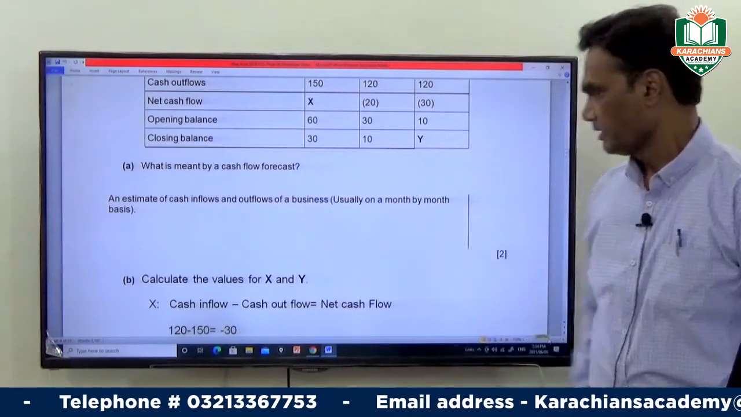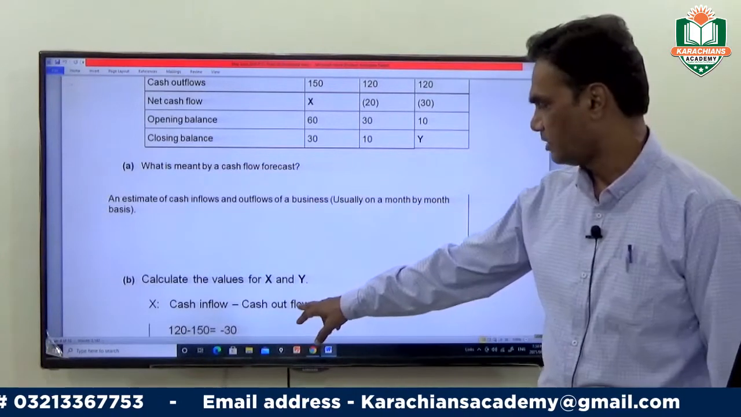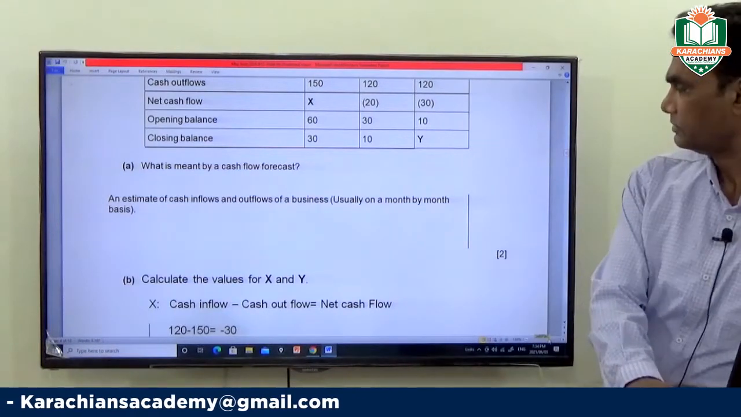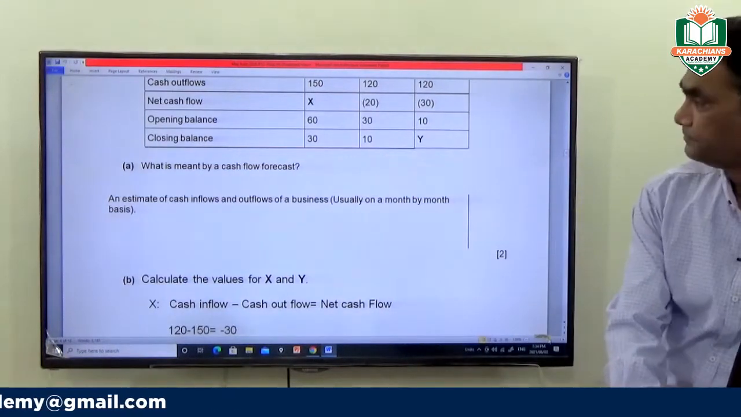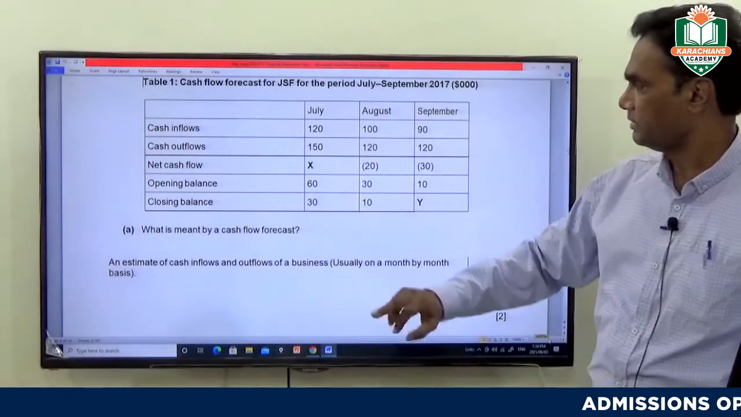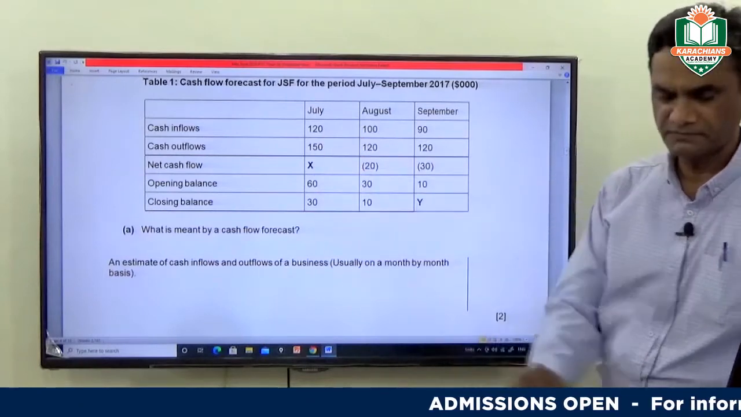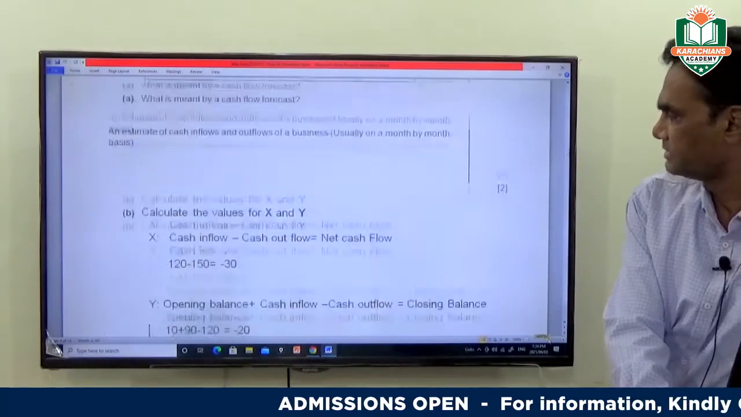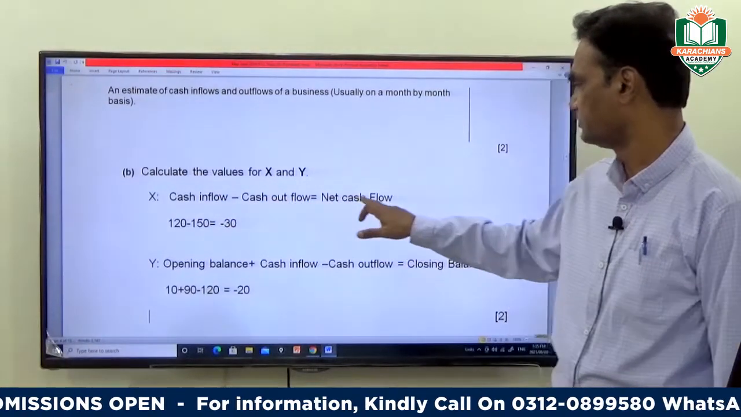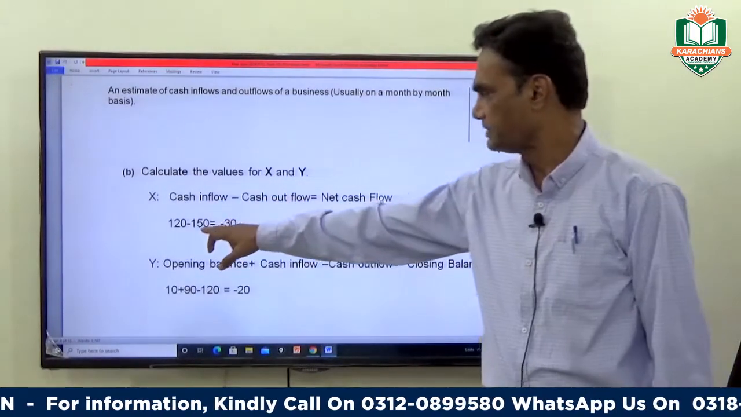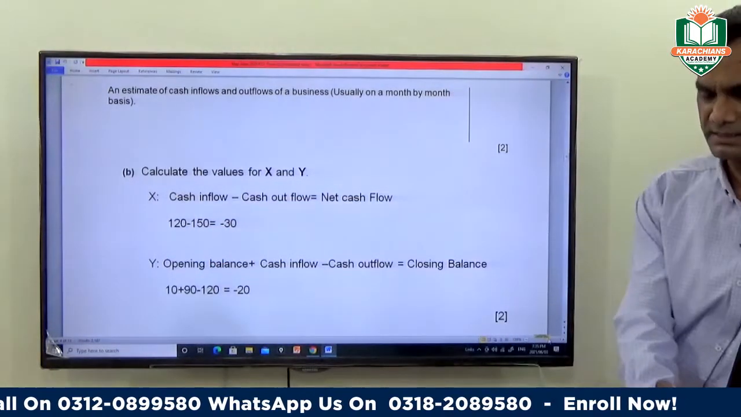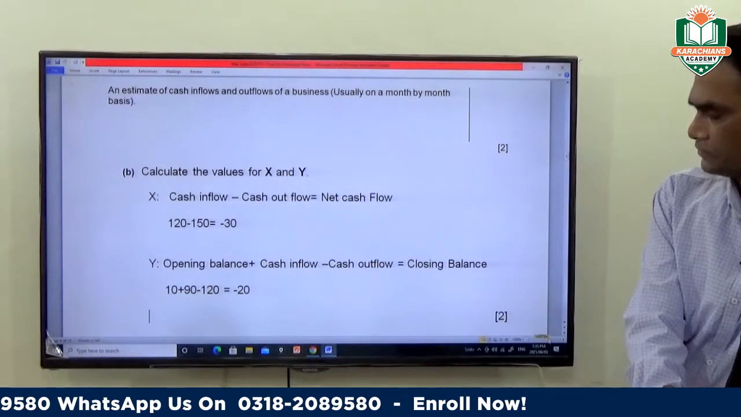X is cash inflow minus cash outflow is equal to net cash flow. Here is the cash inflow, 120, and cash outflow is 150. 120 minus 150 is equal to minus 30. Here the formula is cash inflow minus cash outflow is equal to net cash flow. Cash inflow 120 minus cash outflow 150 comes to minus 30 net cash flow.